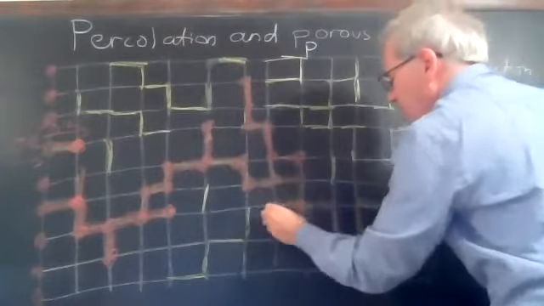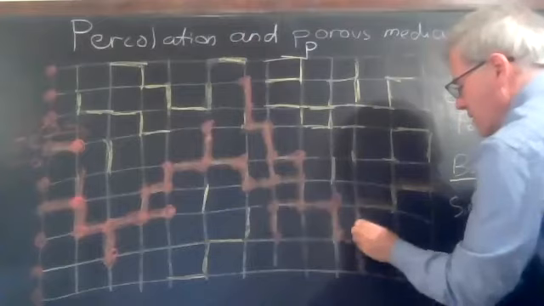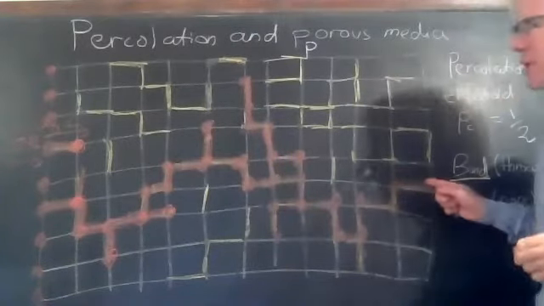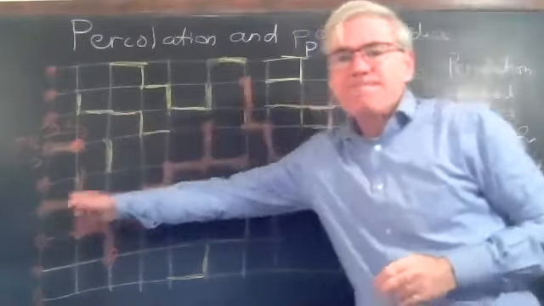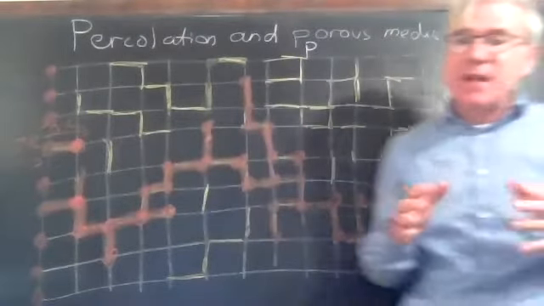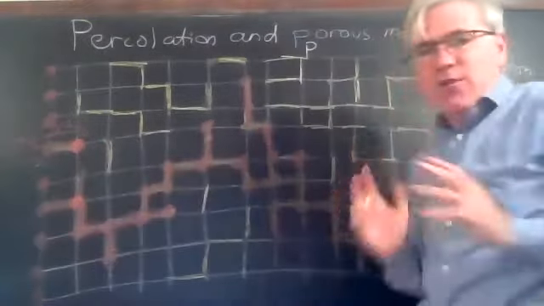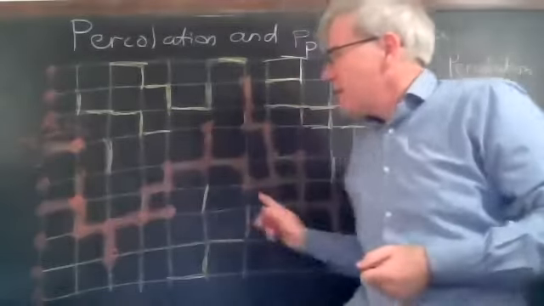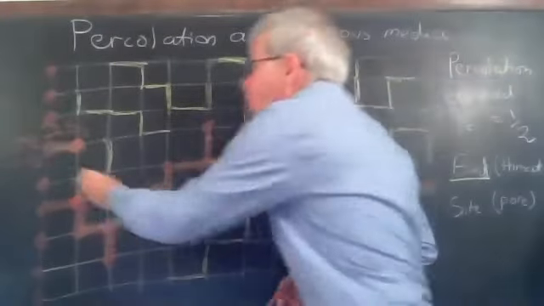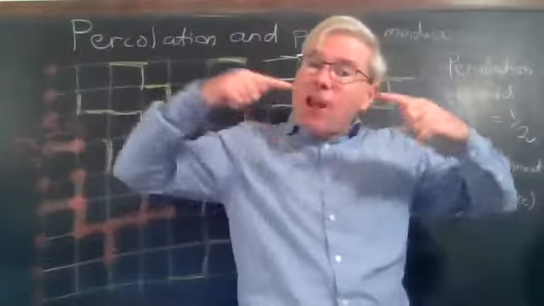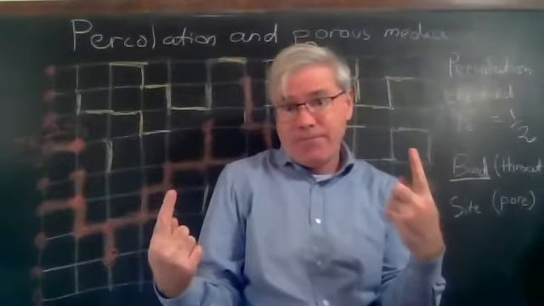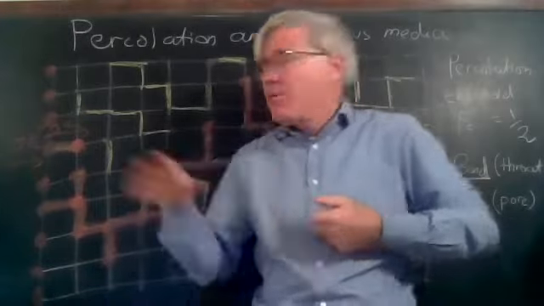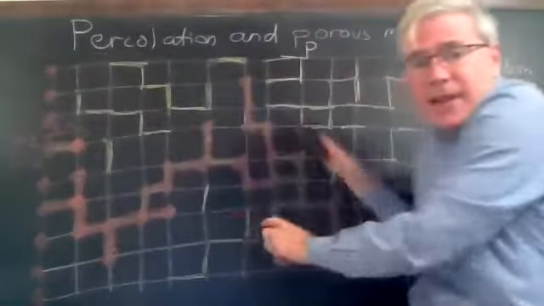And just as I've shown, there comes a point at which the oil will have spanned the system. It will have gone from the left to the right. Now, in fluid flow, that's important because at this point, there is a pathway for the oil to flow across the rock. Okay, so it can flow across the rock, and now we can have oil flow as well as water flow because water's filling everything else.